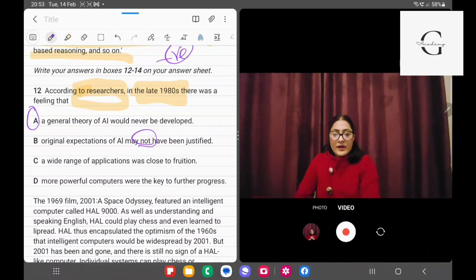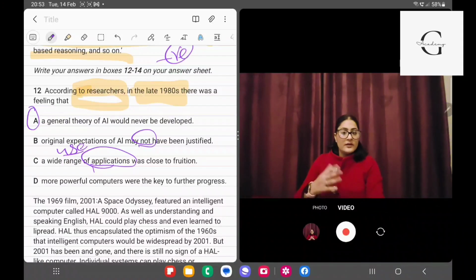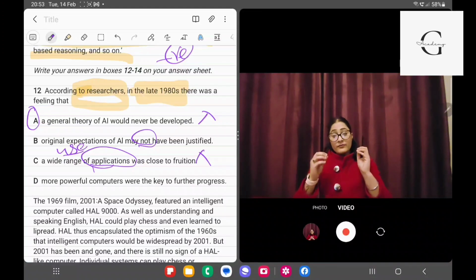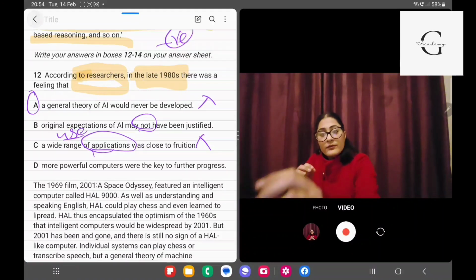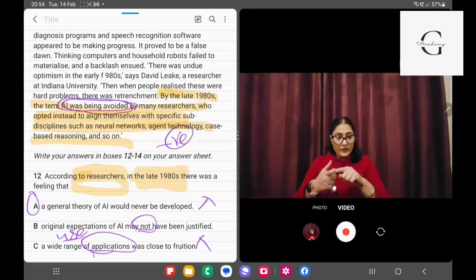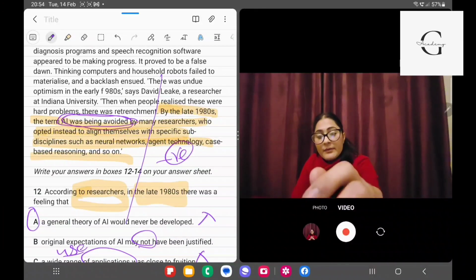So let's read the others as well. A wide range of applications was close to fruition. So applications means the uses. If they use the word application in reading, it means they are talking about the uses of AI. So I have not read anything about the uses of AI. So this is not my option at all. More powerful computers were the key to future progress. I have not seen a word about future, because if they talk about the future in reading, they use future tense. It may be will, would, they are going to do. So they use this type of language when they discuss the future in reading. So this is also not an option that I must go for.